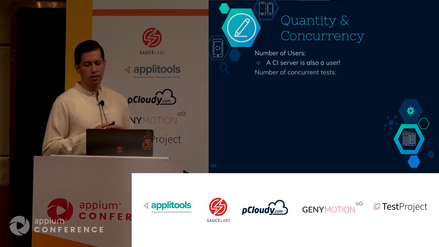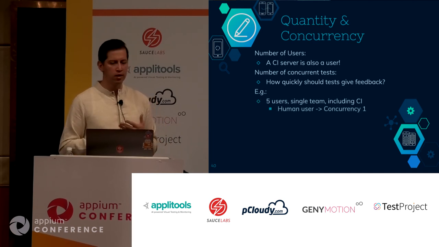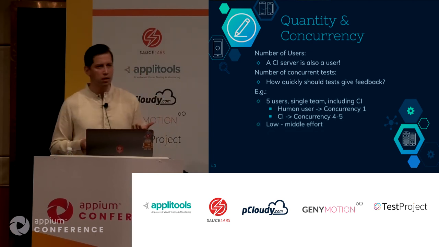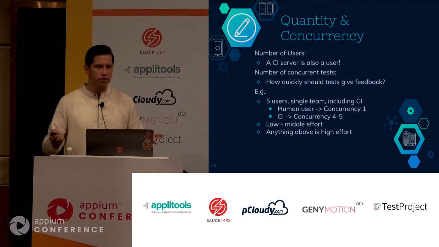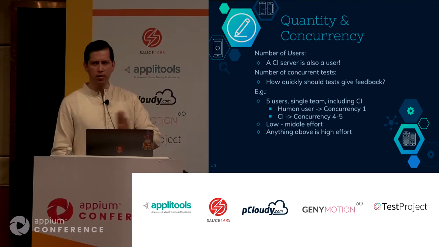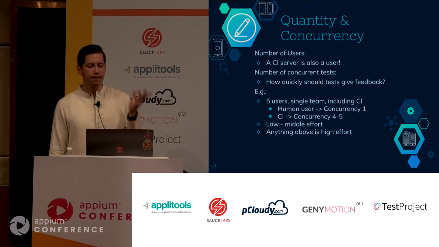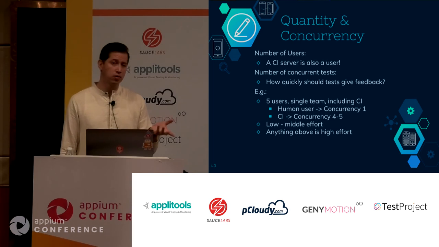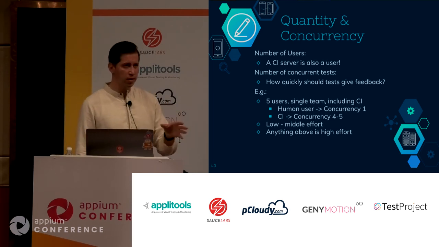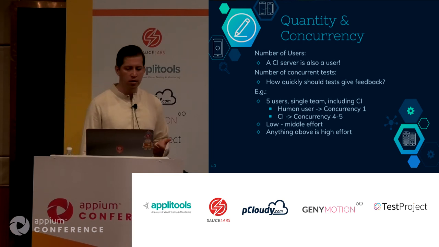Also, we need to ask how many people we want running the tests, and how concurrent they need to be. So for example, if we have a team of 5 people, one single team, including the CI, we could assume that each person will use 1 slot for the concurrency, and maybe the CI should use 4 or 5. With that, we can dimension how many phones we need, how many servers we need, and so on.